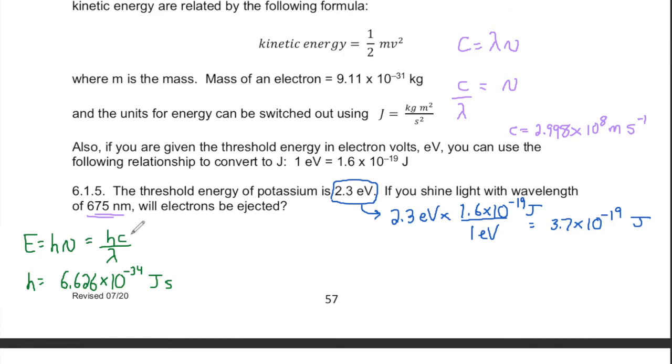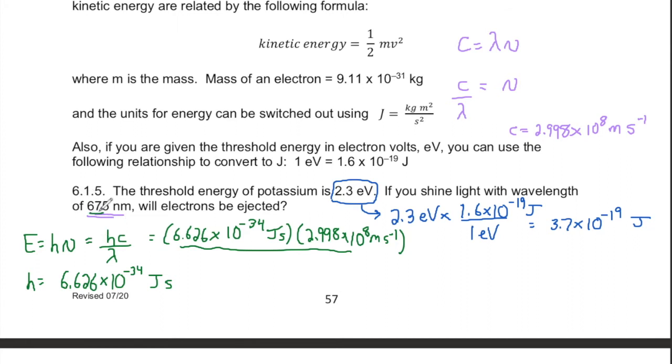So our energy is Planck's constant times the speed of light over the wavelength. So let's go ahead and put those in here. Planck's constant is 6.626 times 10 to the negative 34 joule seconds. The speed of light is 2.998 times 10 to the 8th meters per second. And the wavelength is 675 nanometers. A nanometer is 10 to the negative 9 meters. So I'm just going to replace nanometers with 10 to the negative 9 meters. When we multiply all this, the meters cancel, the seconds cancel with the inverse seconds, and so we end up with joules, and we end up with 2.94 times 10 to the negative 19 joules.